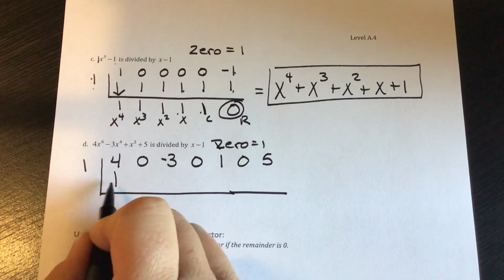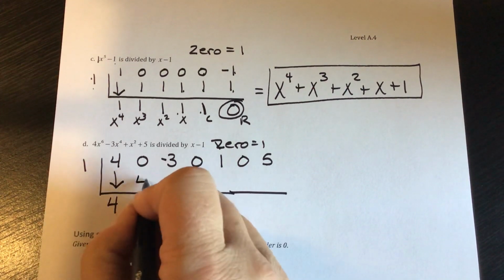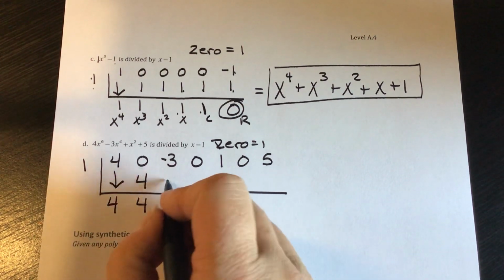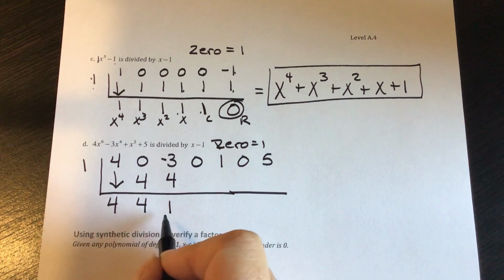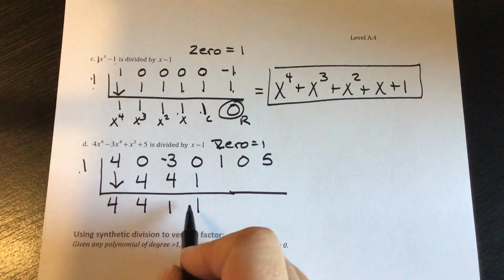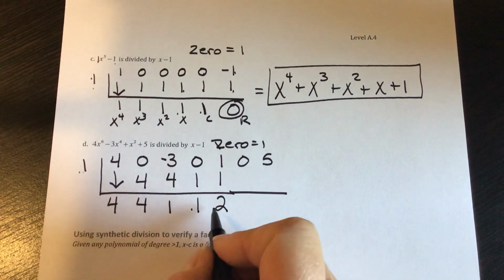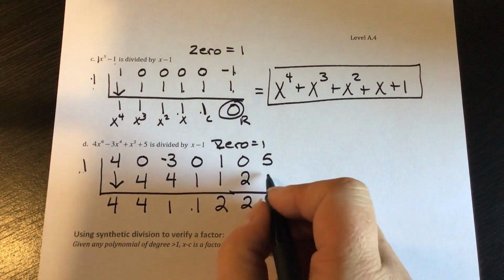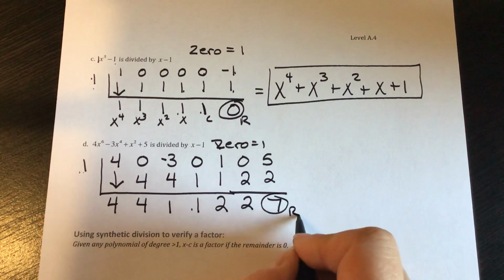All right, so repeat the process. Bring down the first number, which is 4. 1 times 4 is 4. Add down, I get 4. 1 times 4 is 4. Add down, now I get 1. 1 times 1 is 1. Add down, I get 1. 1 times 1 is 1. Add down, I get 2. 1 times 2 is 2. Add down, I get 2. And 1 times 2 is 2. Add down, I get 7. So my remainder is 7.